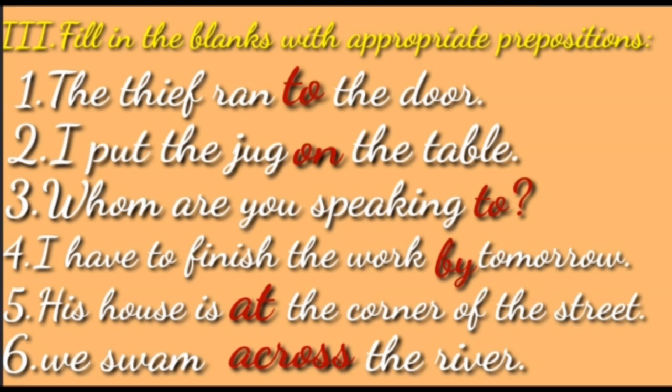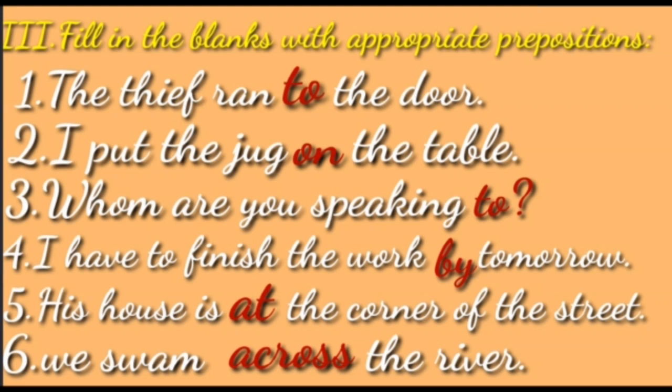Now, fifth one. His house is at the corner of the street. Here, at is a preposition of place. Prepositions of place are used to refer to the place where something or someone is located. Here, the preposition tells us where something or someone is.